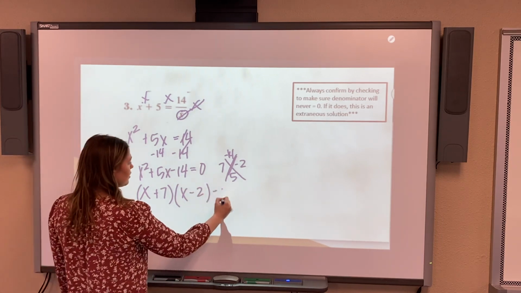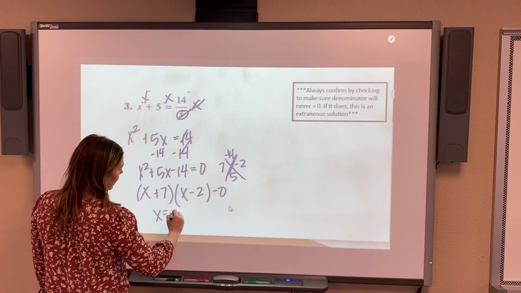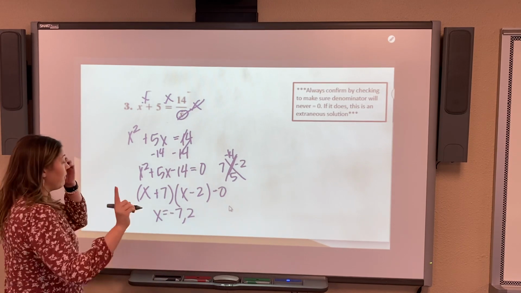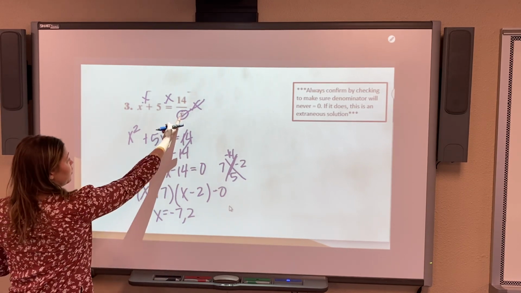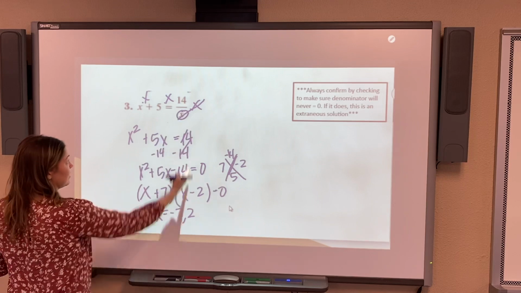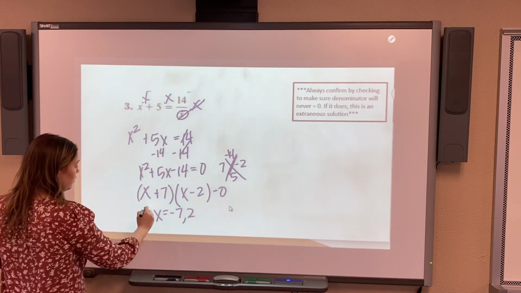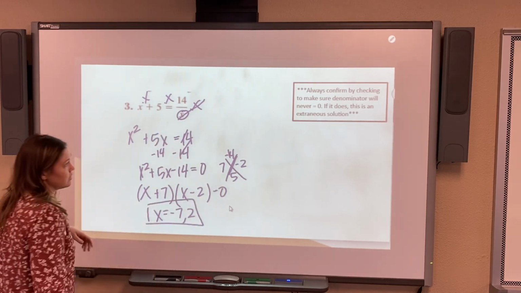Okay, set both of those equal to 0, and we get x is equal to a negative 7 and a positive 2. Before we circle, make sure we cannot have a 0 as one of our solutions. Both of those can be used as a denominator, so we're good to go.